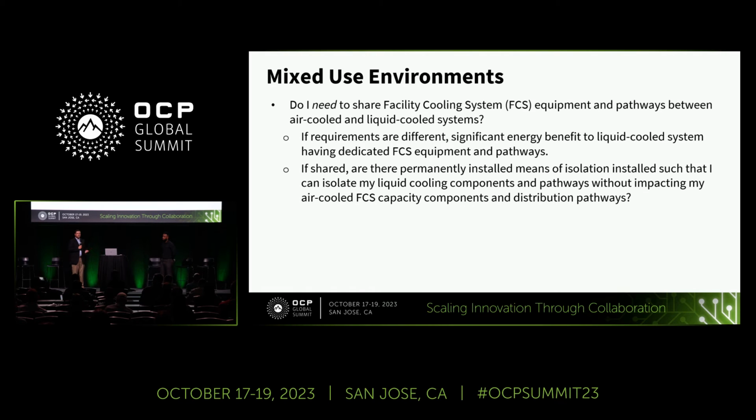Do you need to share your facility cooling system? What are the requirements of the direct liquid cooling system you're trying to implement? Do you need 15 degrees C water? Do you need 32? What are you supplying to your perimeter raised floor crawl units today? Do those numbers align, or are they significantly different? Those are the sorts of questions that people need to be asking themselves, and we want to help them through that decision-making process of how to implement and integrate direct liquid cooling in an existing 100% air-cooled data center.